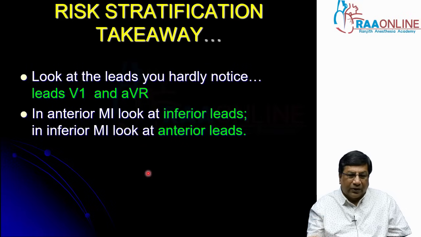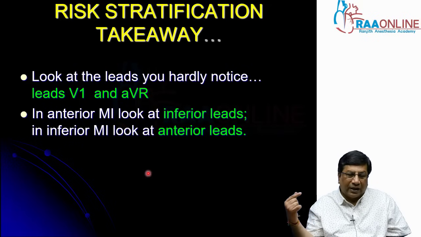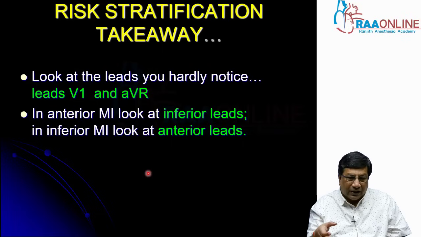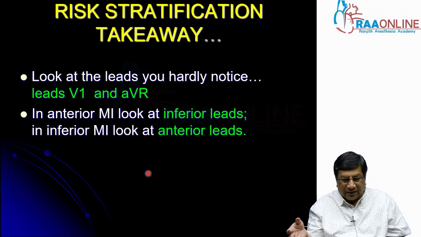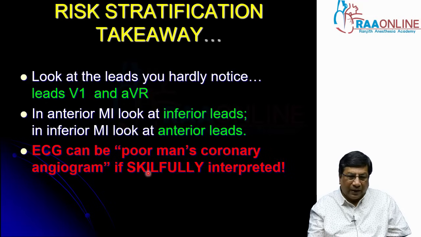Similarly, in inferior wall infarction, you must look at the anterior leads, especially V1 to V3. If there is ST segment depression, you know there is associated posterior wall infarction. If there is a disparity between V1 and V2, you know there is additional right ventricular infarction. If the patient has, in addition to that, lateral wall ST elevation more than 2 millimeters, you know the right coronary is dominant. So what gives you crucial information in inferior wall infarction is the anterior chest leads. That's why in anterior wall infarction, look at inferior leads; in inferior wall infarction, look at anterior leads. And ECG can be a poor man's coronary angiogram if it is skillfully interpreted.